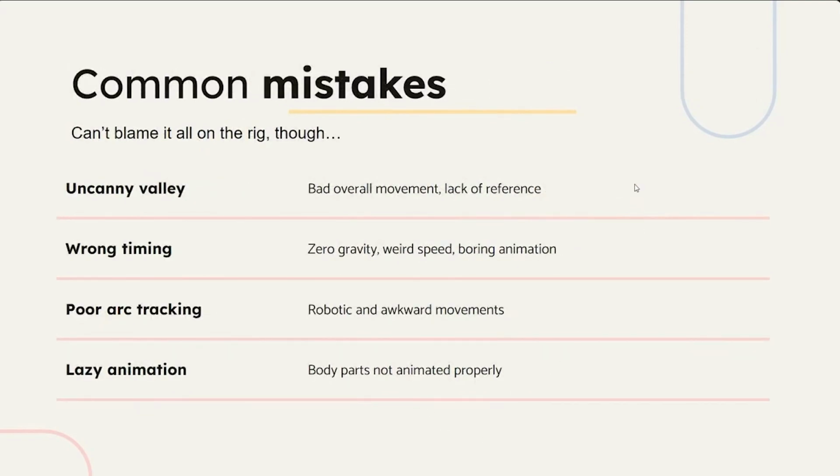And the common mistakes that I've noticed throughout my years as an animator: we can't blame it all on the rig, even though a bad rig can make our life pretty tough. So the first common mistake is the uncanny valley. We all know the uncanny valley is when something doesn't look right, it's kind of bizarre, it doesn't feel natural. What causes this is bad overall movement, lack of reference, and a lack of knowledge of the principles of animation. I'm going to go through the principles of animation later, but these are the kinds of things that might cause your animation to look a little broken.